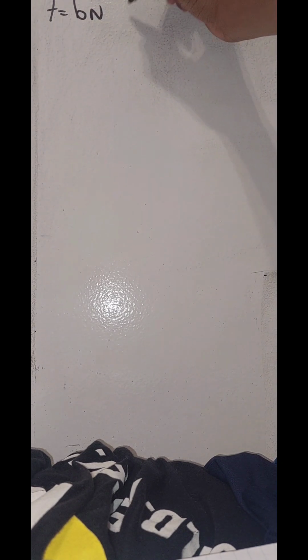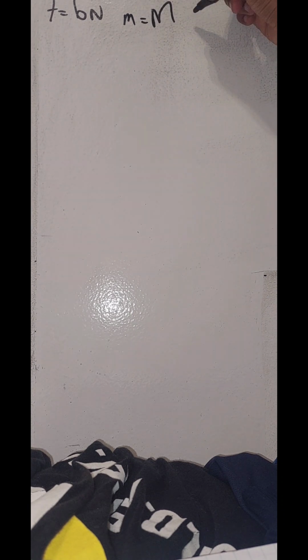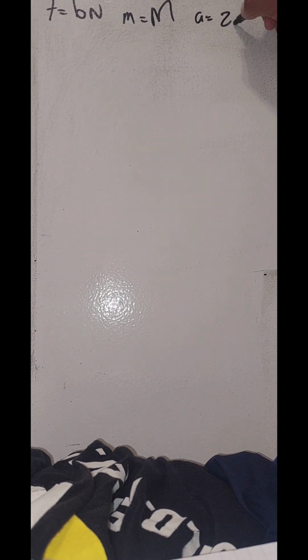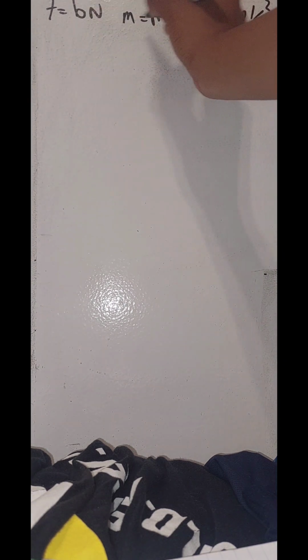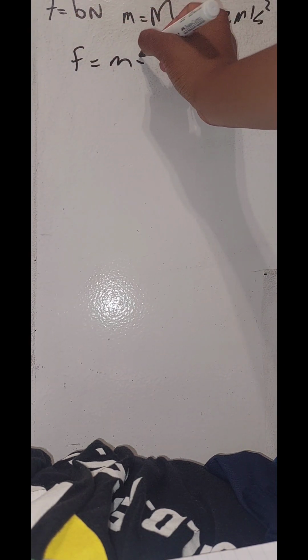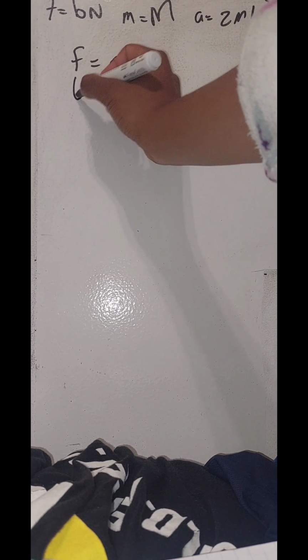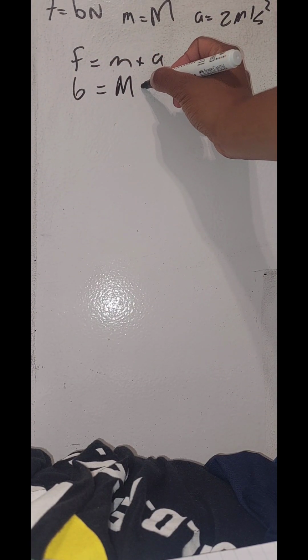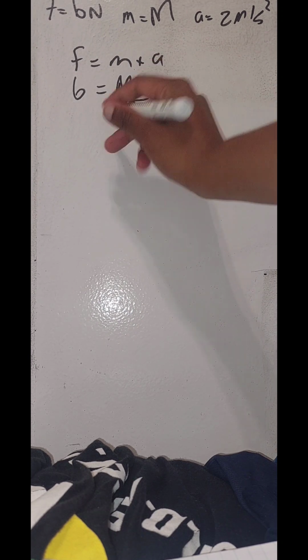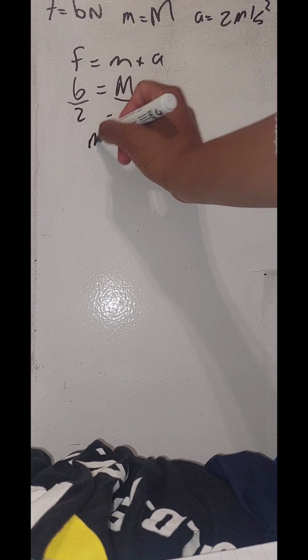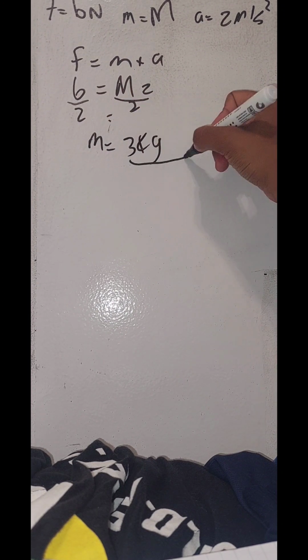So let's work it out. Guys, they gave us a force of 6 N and a mass of m, and an acceleration of 2. They wanted us to find m. We know that force is equal to mass times acceleration, and we have 6, we have m, and we have 2. So we divide by 2 on every side. So we have the mass of what? 3 kg. Let's move on to another question.